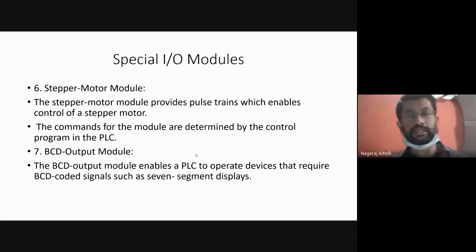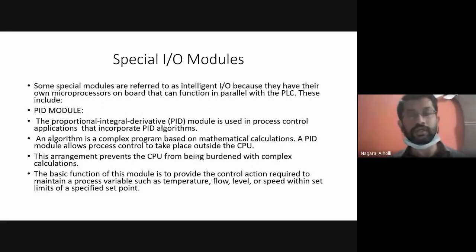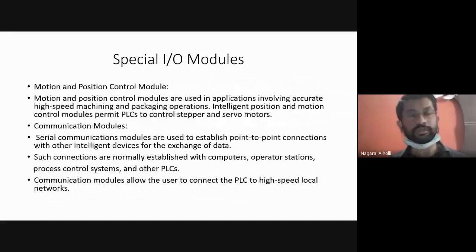Then intelligent IO modules, they have their own processor along with the PLC. These special IO modules or the intelligent IO modules are PID module, proportional integral derivative module, used for process control applications to control various process parameters such as temperature, flow, level, speed, and to bring them to the required set point value. Motion and position control modules, communication modules to establish communication from one CPU to another CPU, or from one PLC to another PLC, or from one PLC to one CPU. That is the communication modules.